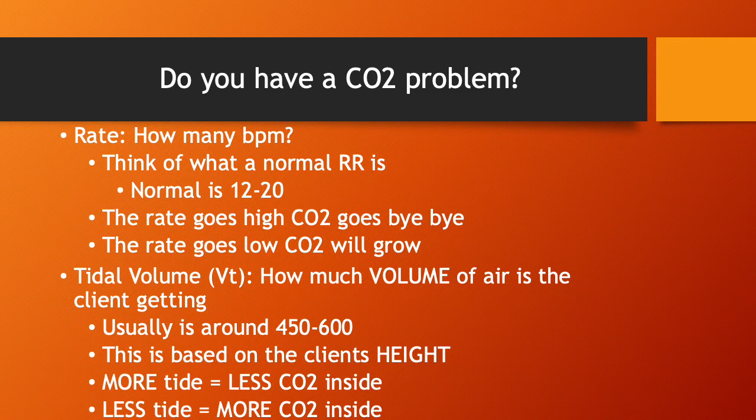So let's kind of break down some of these settings. So first we want to look at if we have a CO2 problem. So there's a couple settings that are involved with our carbon dioxide and kind of change some of our ventilation. So those two settings are rate and tidal volume. So, when I'm going over to my ventilator, I want to see what rate a patient's on. And the normal is going to be somewhere 12 to 20.